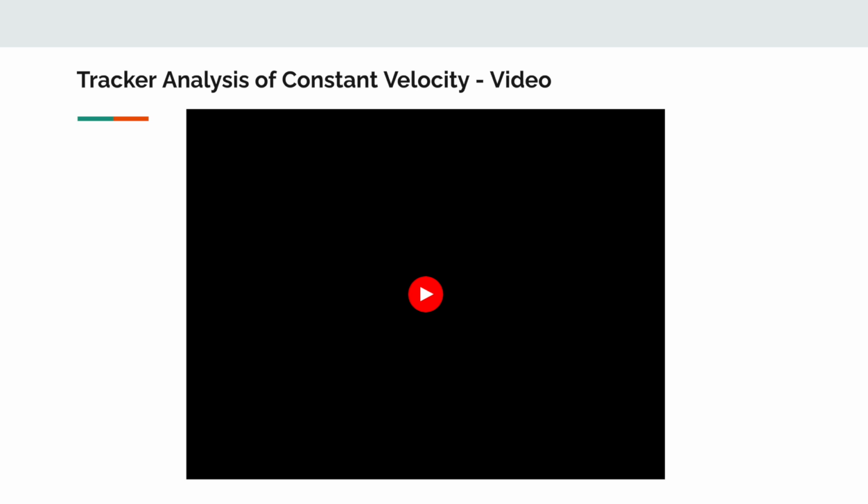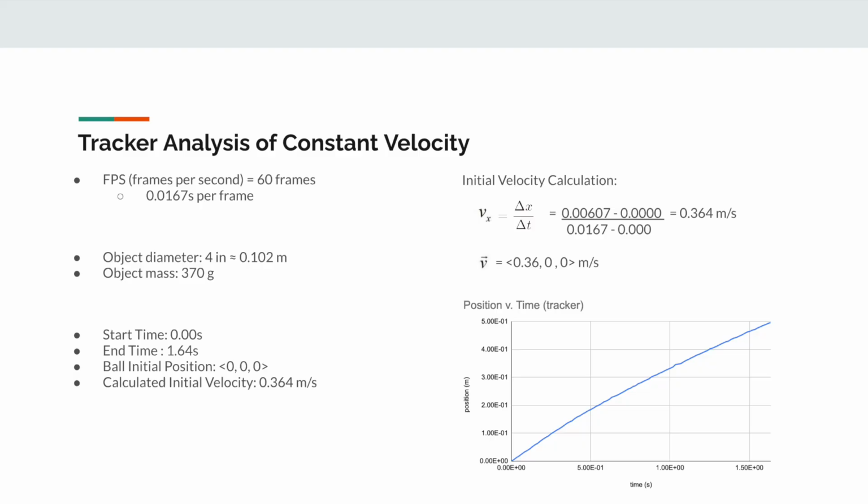Here's the video we recorded of our object's motion. To analyze the motion, I used Tracker, a video analysis tool. By tracking the object's movement frame by frame, we collected data on position and velocity.